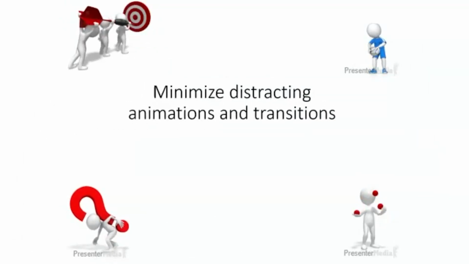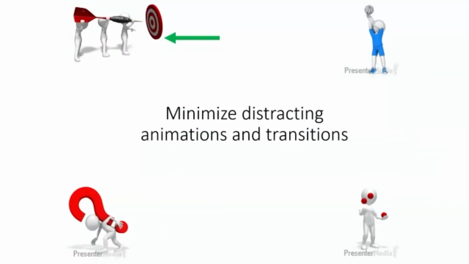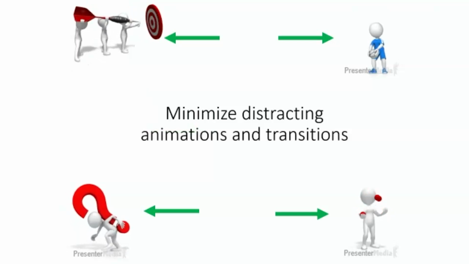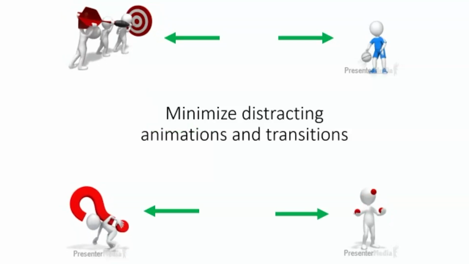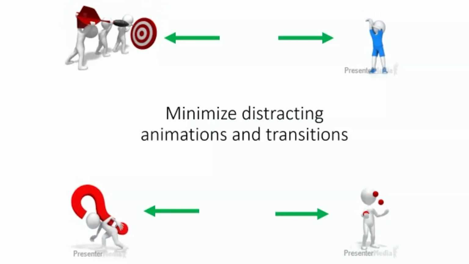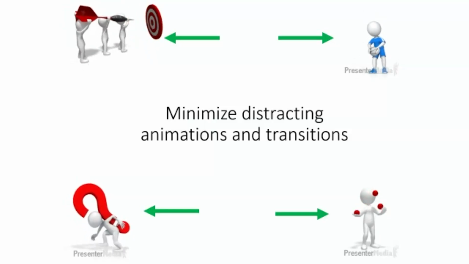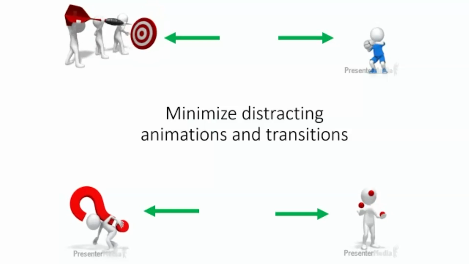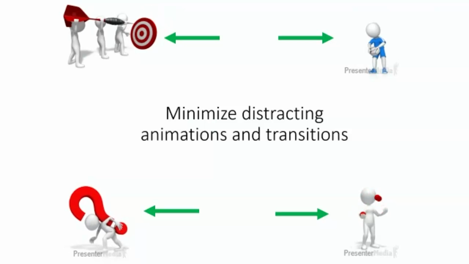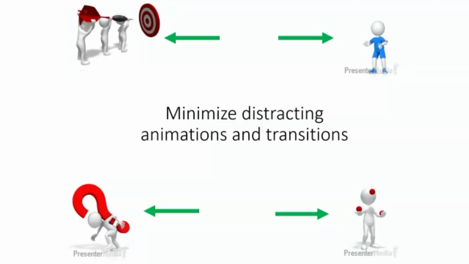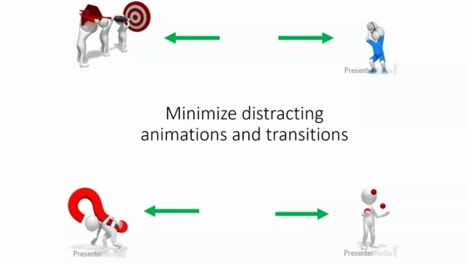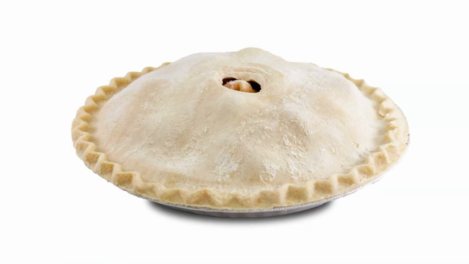So try to avoid distracting animations and transitions. It's great to use some animations, but if every slide has 10 different animations, where things are flipping in and rolling out and sliding up, it's going to be really distracting. And the same thing with transitions. If every time you change the slide, you have some weird transition, it's going to be pretty distracting. So you want to minimize those distractions.